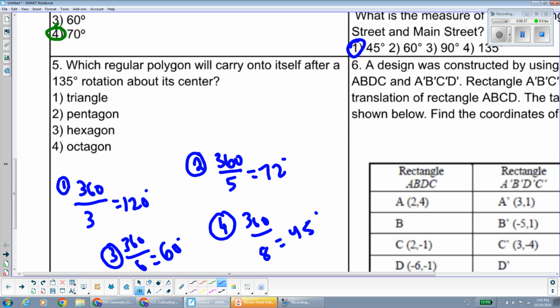None of these are 135 degrees. So now we're going to look for when it happens again, a multiple. Well, it's not going to be answer choice 1 because the next time after 120 degrees that it'll look like itself is another 120 degrees, which is 240 degrees, which is over 135. So it's not that one. The next rotation of 72 would be another 72, which is 144. So that's out. We have 60, another 60 would be 120. Another 60 would be 180. 45, another 45 would be 90. Another 45 would be 135. So that's the one that we're looking for.